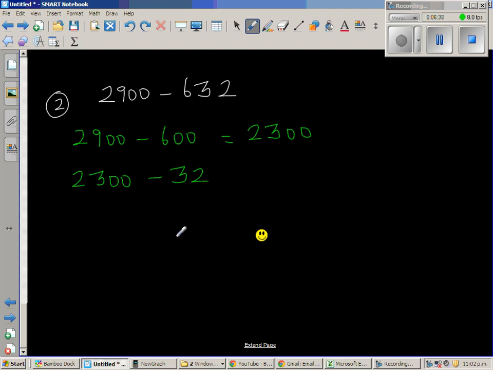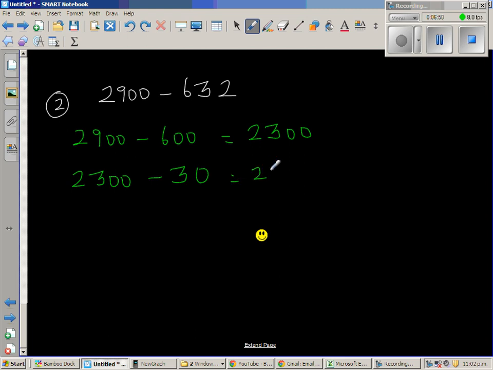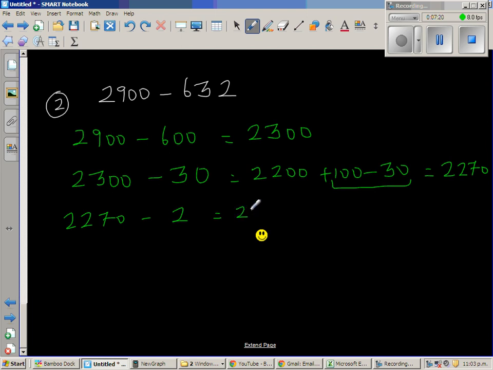Now this is a bit tricky. Let me take 30 first instead of 32. Let me take 30 off. I'm going to write this as 2200 plus 100 minus 30. I know 2200 plus 100 is 2300, and I know 100 take away 30 is 70. So this is 2270. Now I have to take 2270 take away 2, which is 2200 plus 70 take away 2. Now this is 68, so this is 2268.